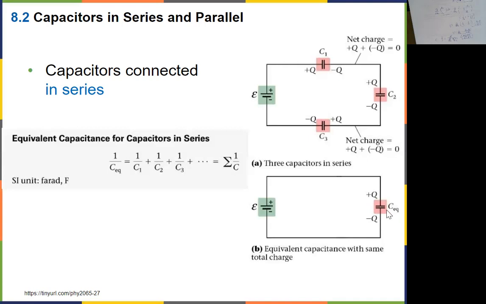So that has the equivalent capacitance of those three combined. It will be given by this equation: 1 over C equivalent is equal to 1 over C1 plus 1 over C2 plus 1 over C3. And we can see how that's the case. We can derive this here.